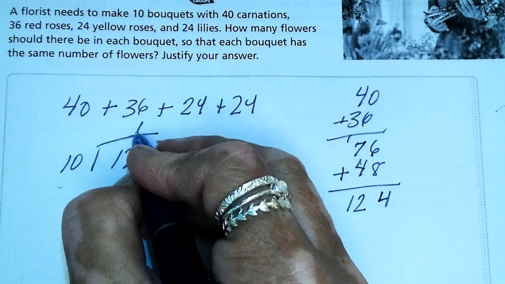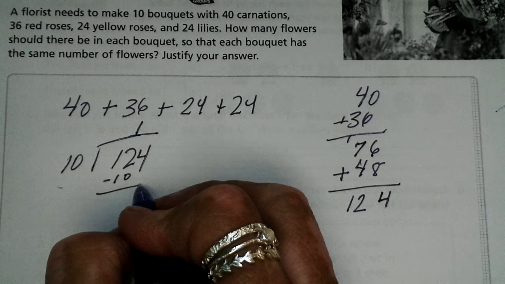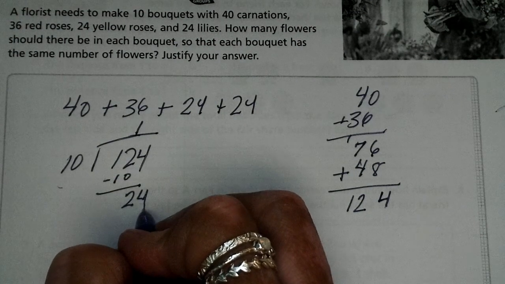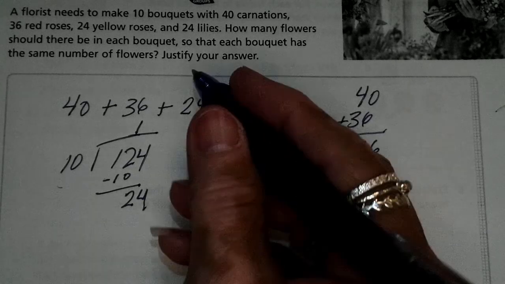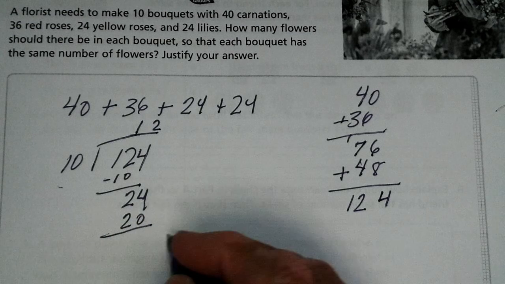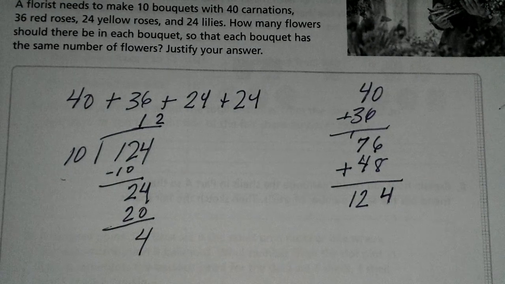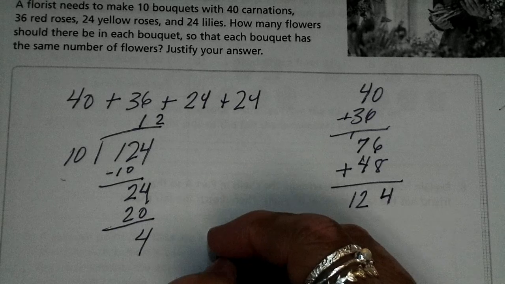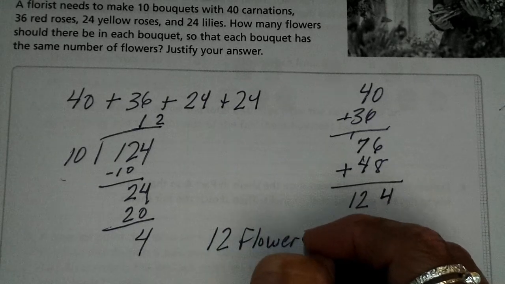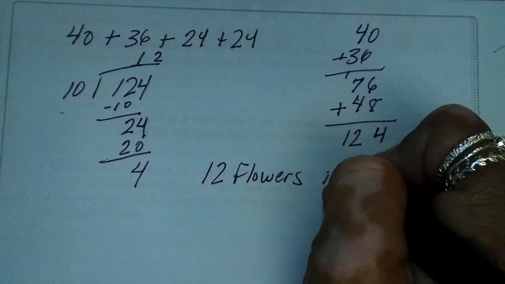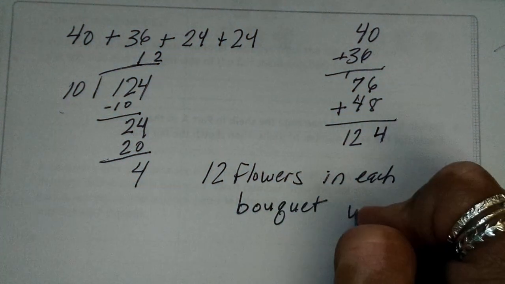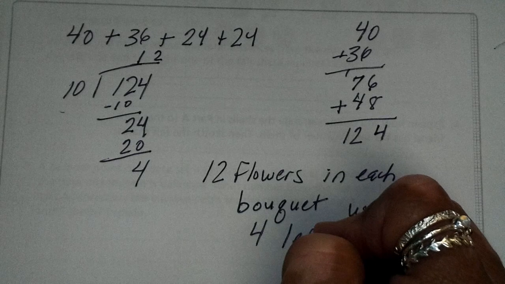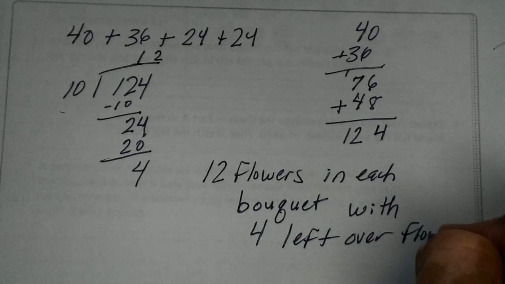So 10 goes into 12 one time, right? 2 left over, bring down the 4. So 10 goes into 24 how many times? Twice. So that would give me 20, and I had 4 flowers left over. Okay? So we would have 12 flowers in each bouquet with 4 left over.